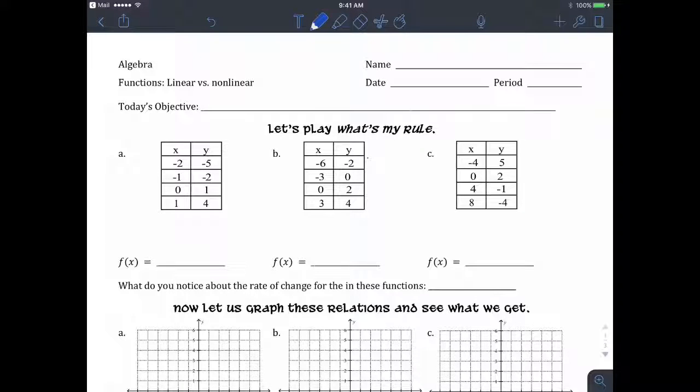Hi guys, welcome back. Let's go ahead and write down today's objective. Today's objective is I can identify each function family.